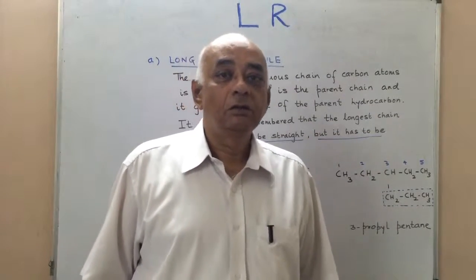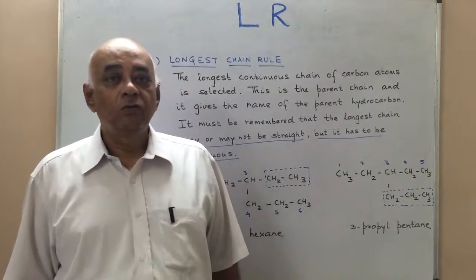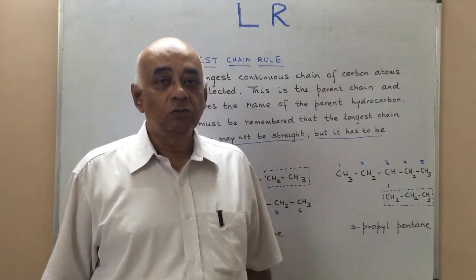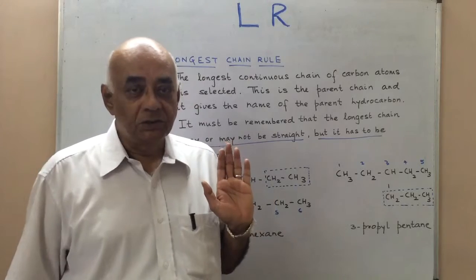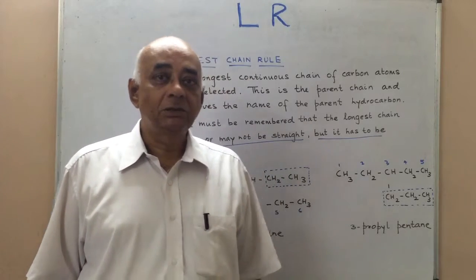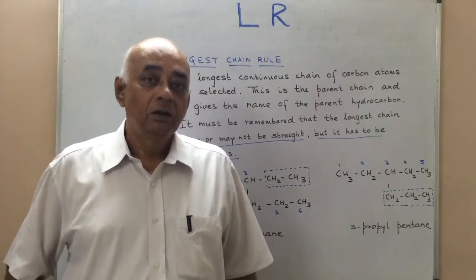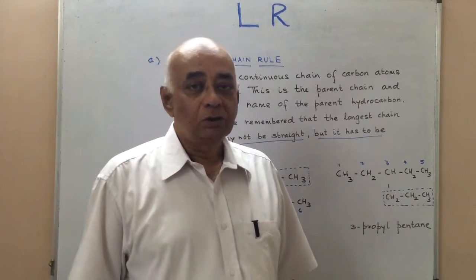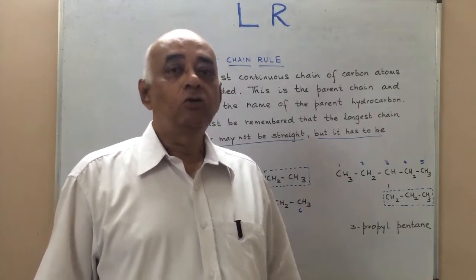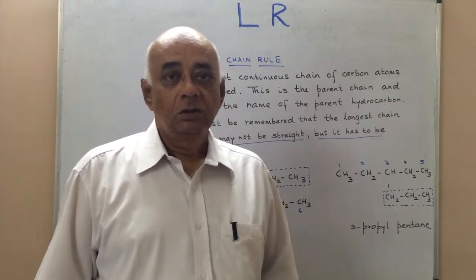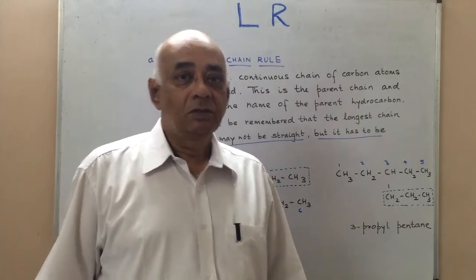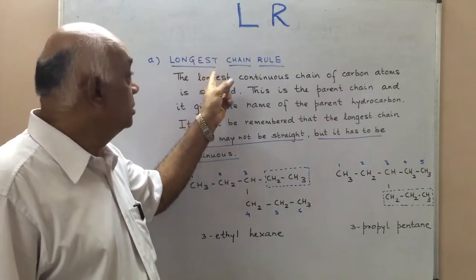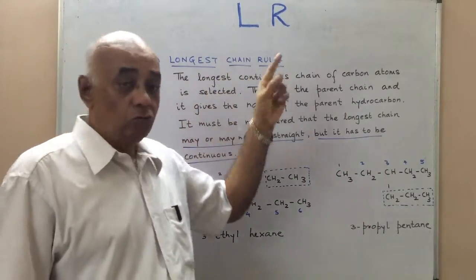Let us now study the nomenclature of organic compounds, specifically those related to the alkanes. Alkanes, as you know very well, are compounds having a general formula CnH2n+2. There are two rules in naming the alkanes. The first one, which we will study initially, is the longest chain rule.